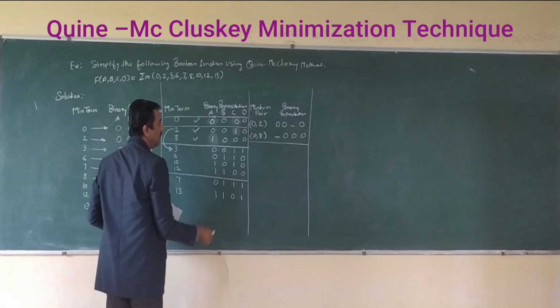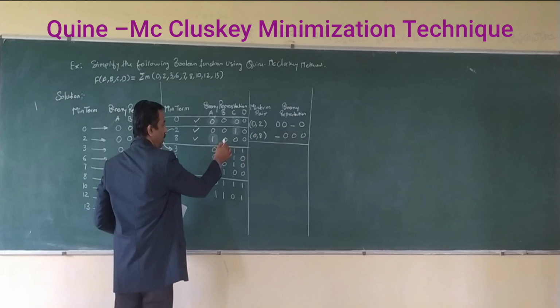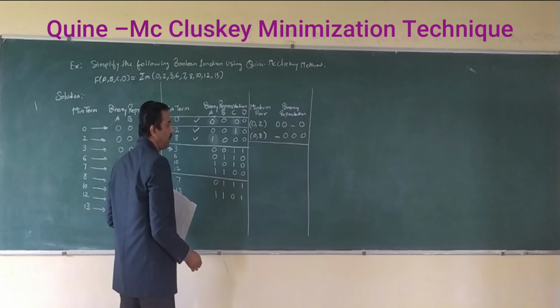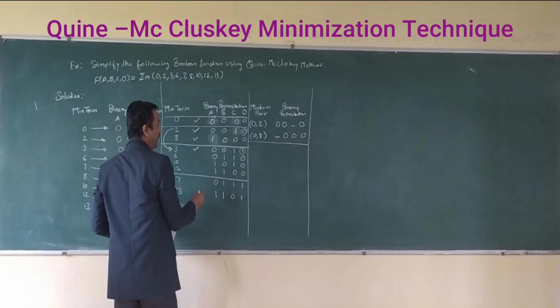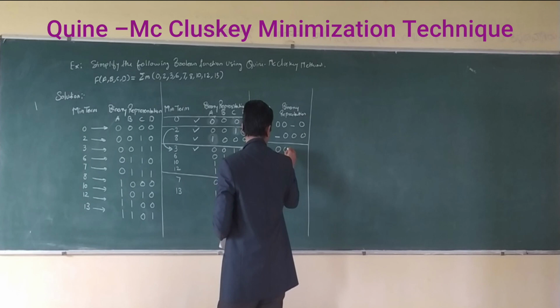In the first column, 00, the bit position remains the same. Second column 00, the bit position remains the same. The third column 11, the bit position remains the same. And in the fourth column, the bit position is changing. Here it is 1, whereas here it is 0. So 2 and 3 can be compared. I can group the pair 2, 3 and write 001 underscore.